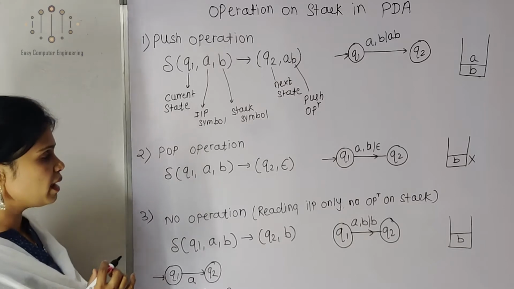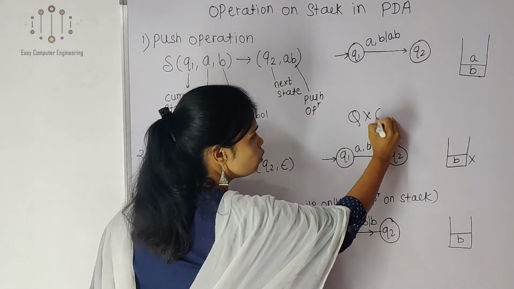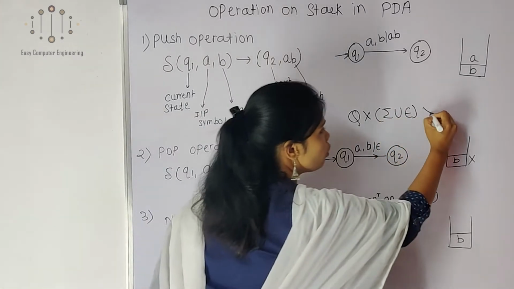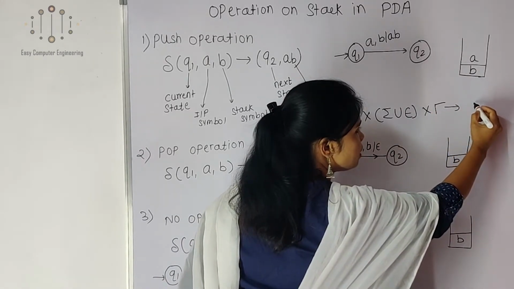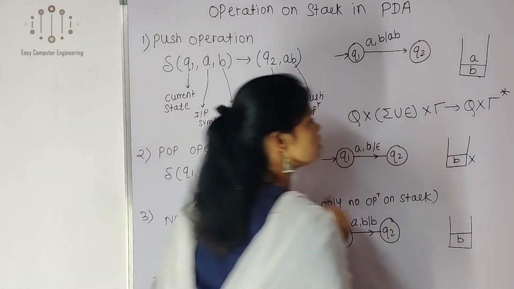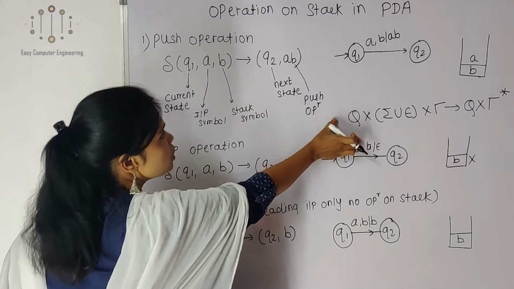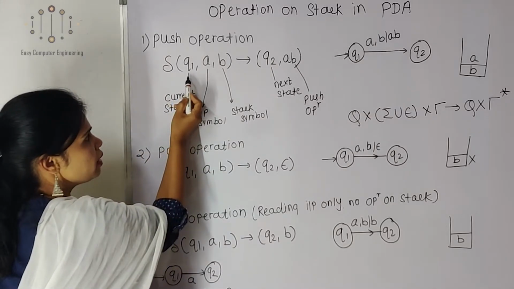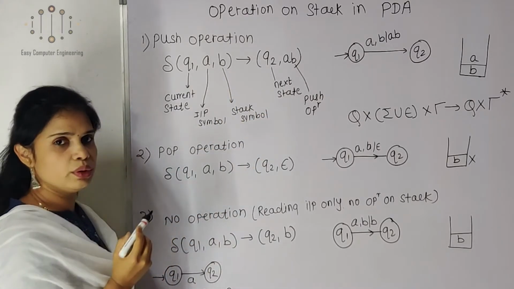As we know, our transition function in pushdown automata is Q into sigma union epsilon, along with which we are going to consider the stack symbol, and then the next states along with the operations of the stack: push, pop, and no operation. So this is the transition function. So for the push operation, from the current state, on the input symbol and the stack symbol, we need to consider.